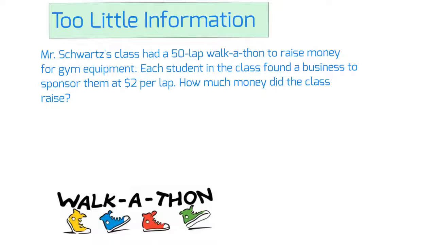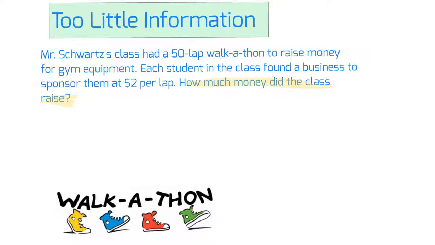Just like you can have a problem with too much information, you can also have a problem with too little information. In this case, we have Mr. Schwartz's class had a 50-lap walkathon to raise money for gym equipment. Each student in the class found a business to sponsor them at $2 per lap. How much money did the class raise? So again, we're trying to find how much money. We always want to look at what are we trying to find? How much money did the class raise?